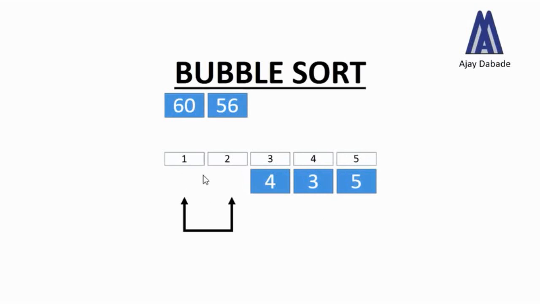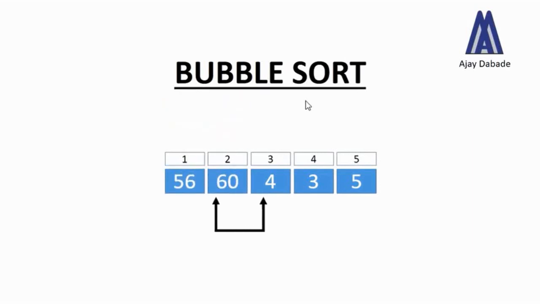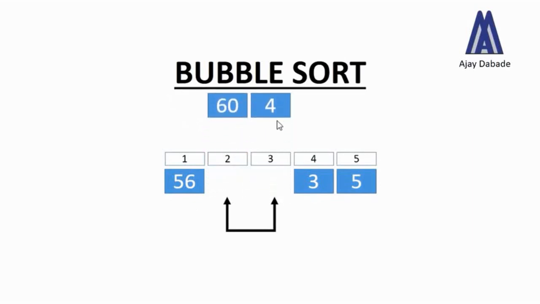So the very first step is that we will compare positions 1 and 2, that is 60 and 56. Now this sorting is in ascending order, so you can see the number 56 is less than 60. So we will swap these numbers. So we have swapped the numbers and now we will compare positions 2 and 3, that is the numbers 60 and 4. Now you can see that 4 is less than 60, so again we will swap these two numbers, that is 60 and 4 will be swapped.